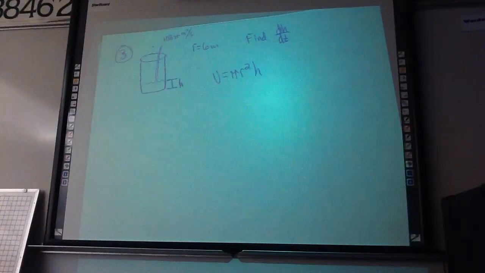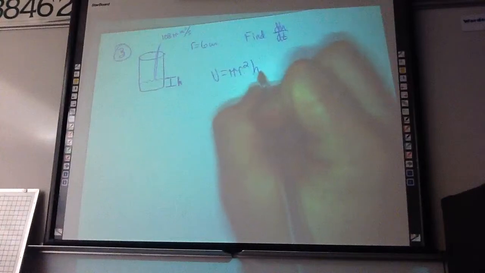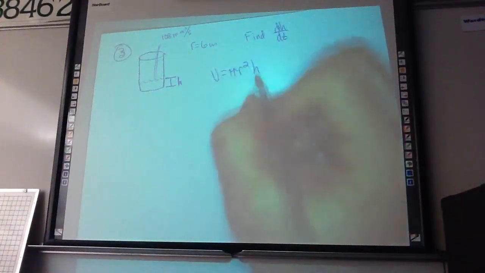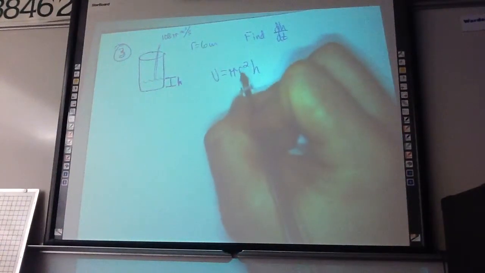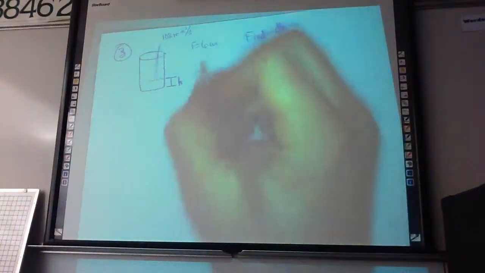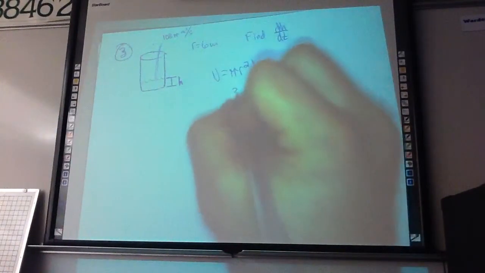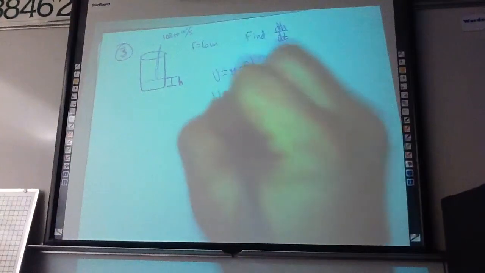dV/dt equals... Okay, find the derivative. Be careful though. Which one's the constant? Brenda's learning. The radius. Isn't r constant? Yeah, the cylinder's not going to get bigger. The height's changing. So can't we just put 36 pi times h?